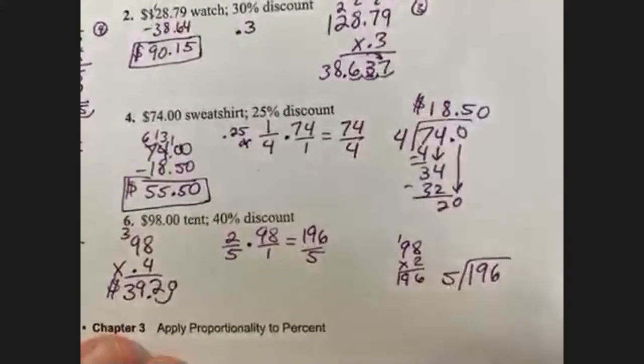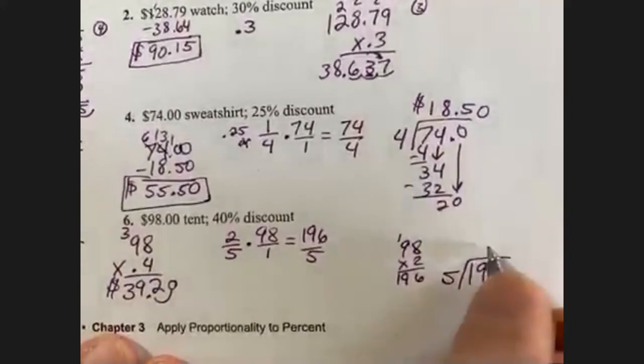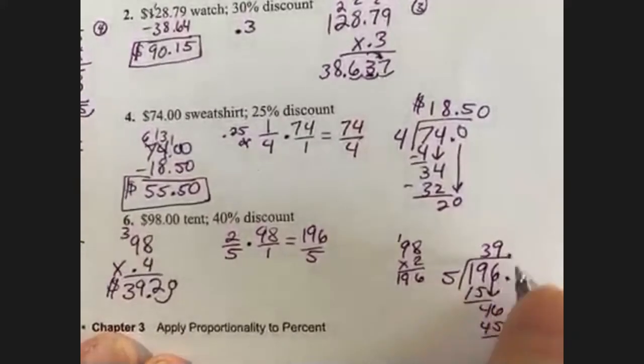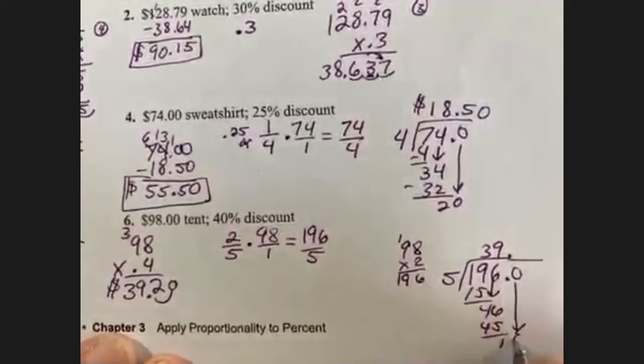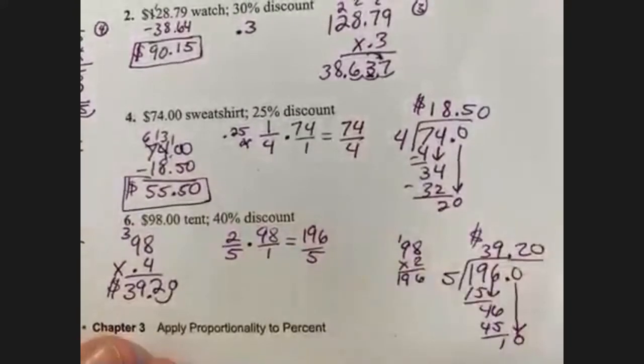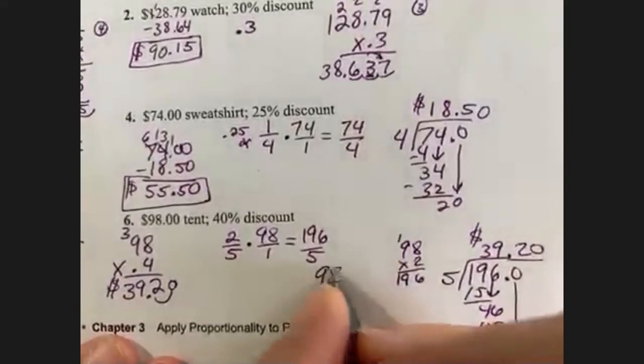If you did it this way, you would have to take 196 and divide it by 5. And 5 goes into the 19 3 times, which is 15. You get 46. 5 goes into 46 9 times is 45. And you add your decimal and you bring down your 0, and 5 goes into 10 twice. And you still get your $39.20. That's your discount. So $98.